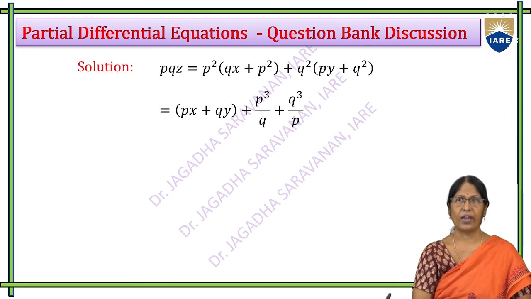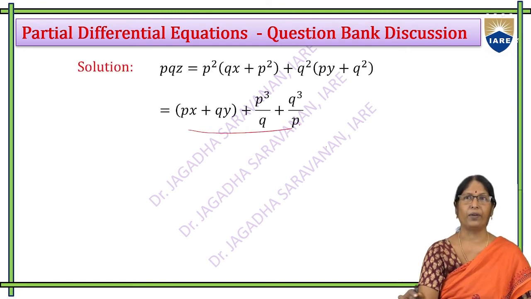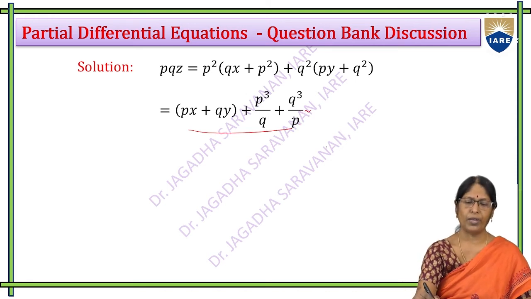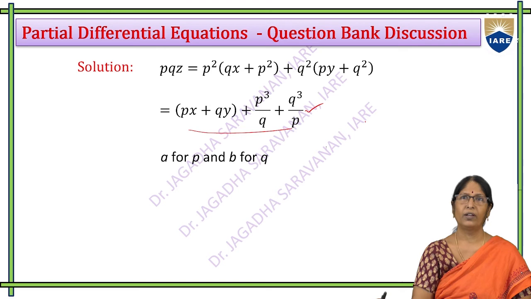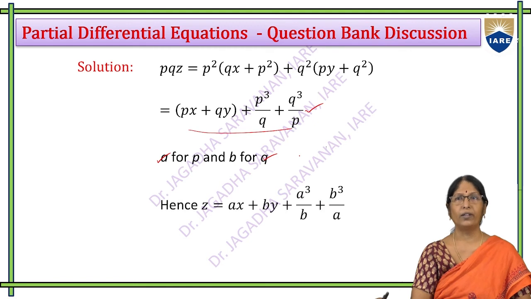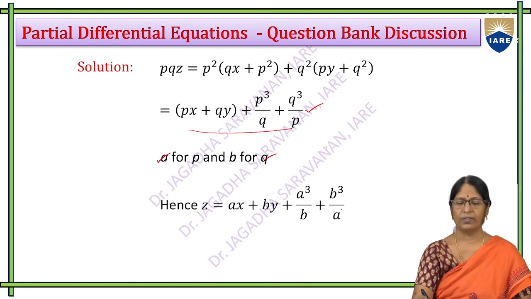So we are rewriting in such a way. Some simplifications we have to do. After doing this, we obtained it. And wherever p appears, we have to replace it by a and q by b to get the required result. This is the solution for the given problem we are discussing.